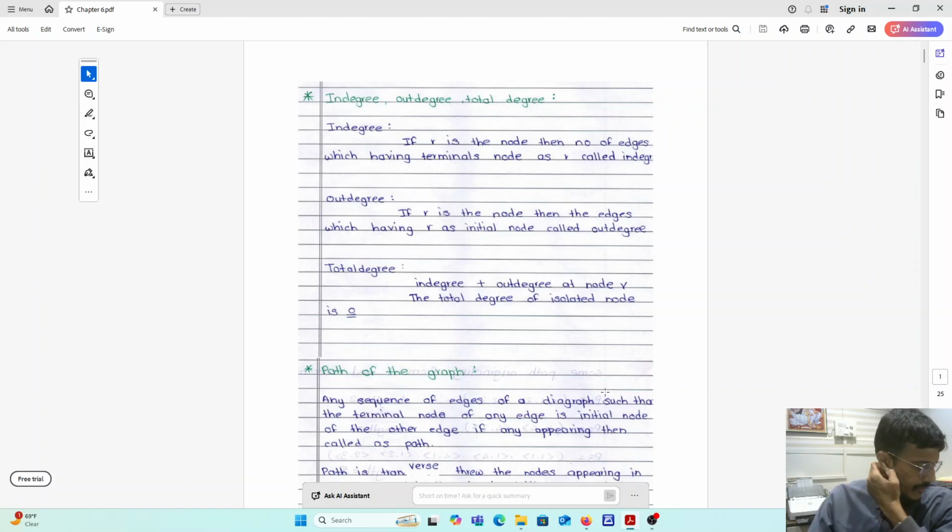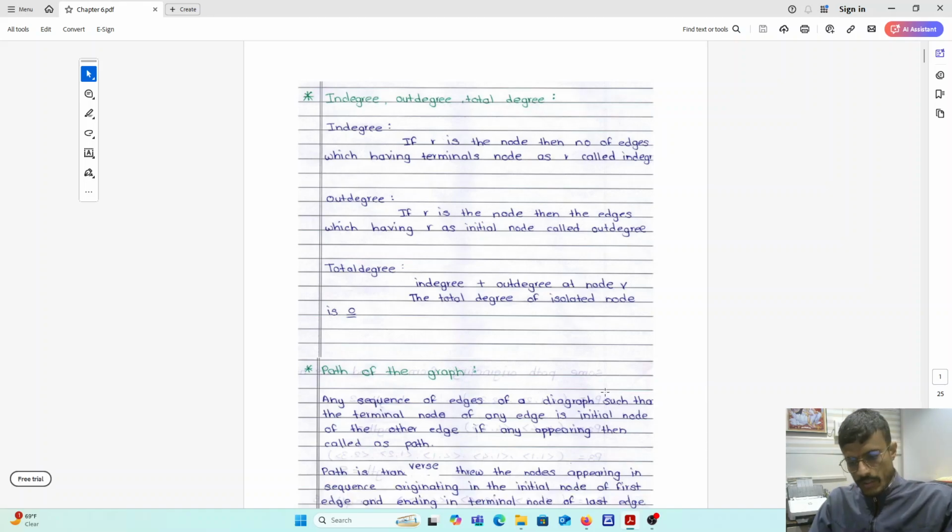Hello friends, we are going to discuss here unit number 6, that is graph theory. So basically what is meant by graph? A graph is a collection of some vertices and some edges between them. Generally a graph is represented by the uppercase letter G, and it is written as G equals the ordered triple (V, E, phi).